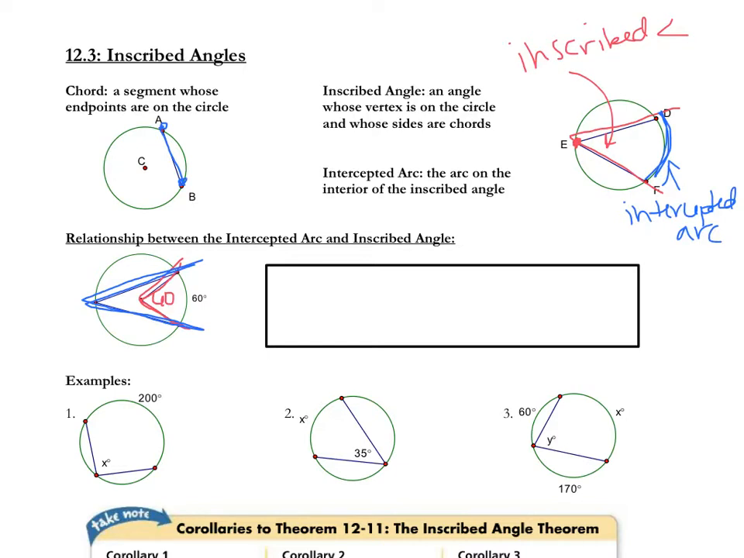If we are in class right now, I'd ask you, how much do you think it gets smaller by? And I think most of you would agree with me that it gets smaller by half. So that actually ends up being 30 degrees. So what that tells us is the inscribed angle is equal to half of the intercepted arc.